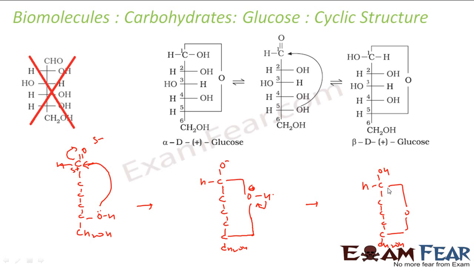Now if you see this particular reaction, it can happen from this side or from this side. So in one case, hydrogen will be on this side. In another case, hydrogen will be on this side. So this is called alpha D glucose. Why D? Because OH is here, D side. Here also OH is here, D side. So both are D, but this is alpha and this is beta. Correct? So these are the two different forms, alpha D glucose and beta D glucose. And we'll see that beta D glucose is more stable.